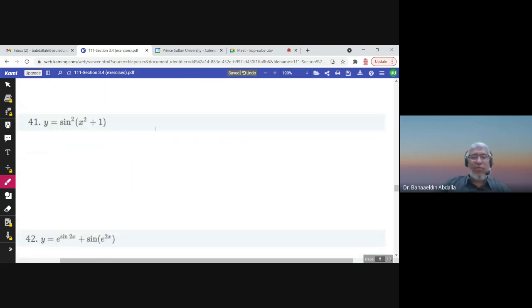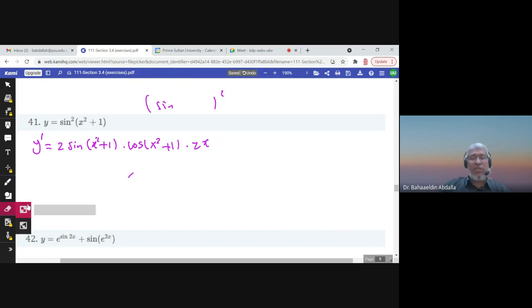Here I have sine squared. Remember, sine squared means sine to the power 2. So y prime would be 2 sine(x² + 1) times the derivative of sine, which is cosine(x² + 1), times the derivative of x² + 1, which is 2x. So this is the chain rule. You finish from the outer, you go to the inner, and then the other inner. So the final answer would be 2 times 2, which is 4x, and then you write sine(x² + 1) times cosine(x² + 1).